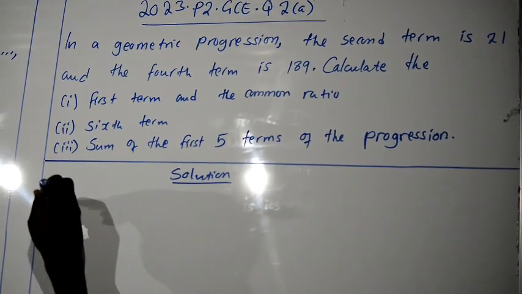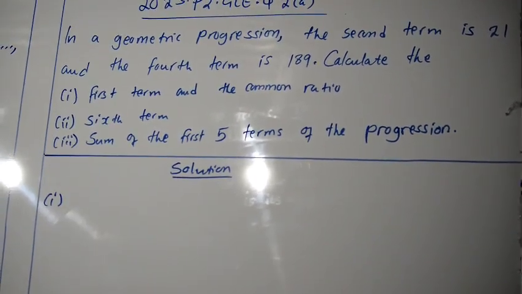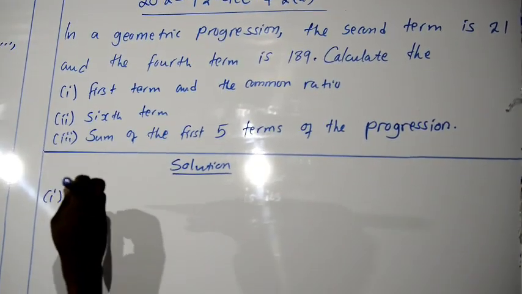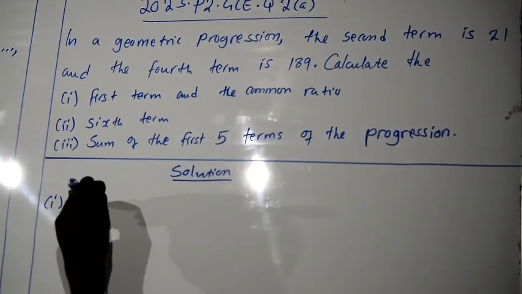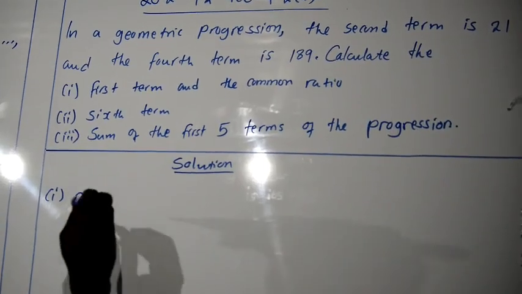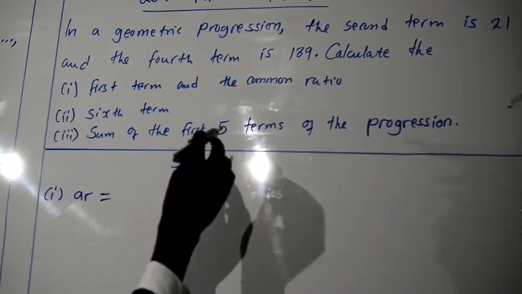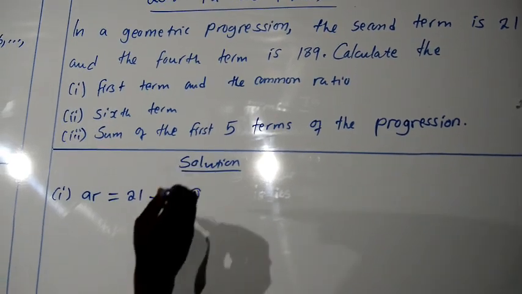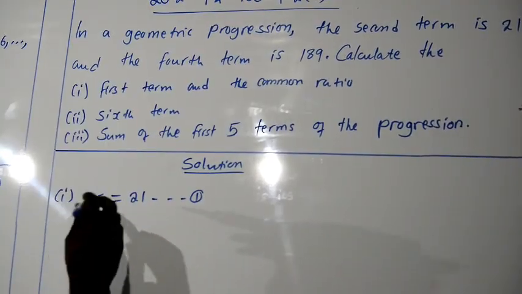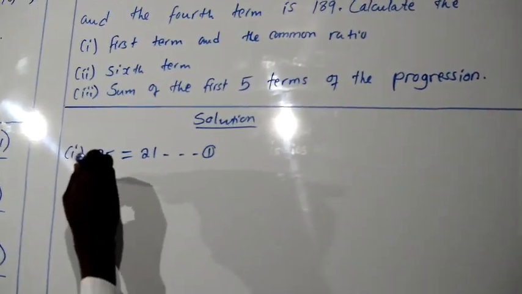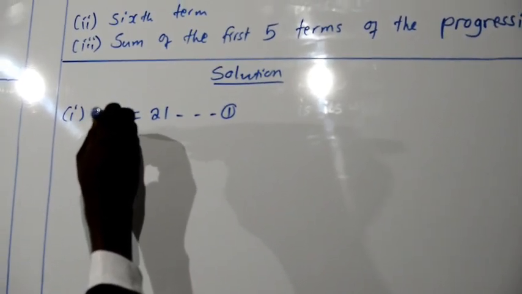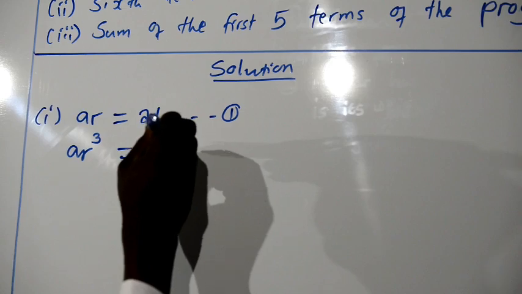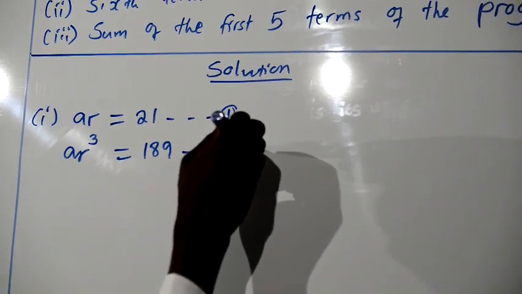So what we are going to do, in a geometric progression, the second term is given by first term times common ratio, which is AR, is equal to, in the question, the second term is 21. We call this equation 1. Next, the fourth term, which is AR to the power 3, is equal to, in the question we are given that it is 189. We call this equation 2.